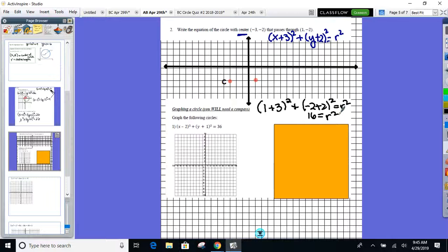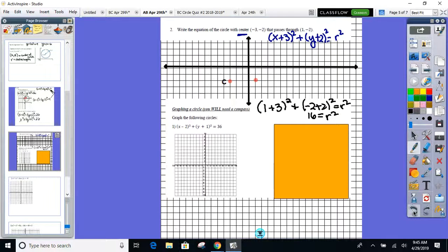Yes, Seth. You're right, we could have counted. Here's the problem, though. Probably not going to be able to count most often. Like, if it's here and then I put this point up here, can't count. You're right, we could have counted. And if you see that, go ahead, count. You're 100% correct, but I didn't want to show that right away because probably you won't be able to count. 16 equals r squared.